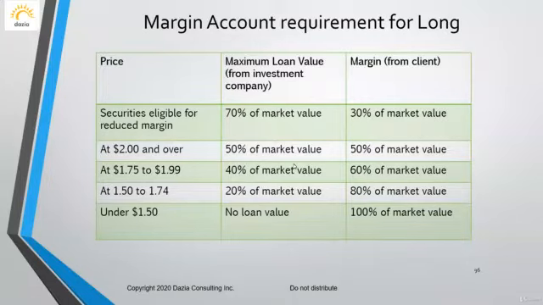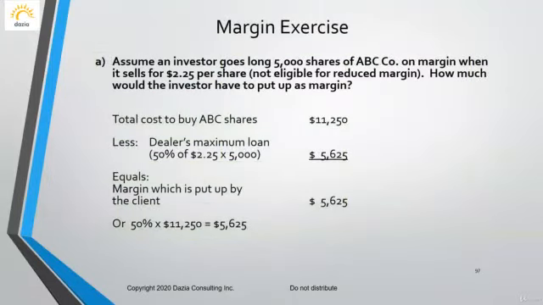Okay, using this example, let's talk about an example of the margin exercise. So first we're talking about the long transaction using a margin account. Assume the investor goes long with 5,000 shares of ABC on margin, and when this sells for $2.25 per share, it's not eligible for reduced margin. So how much would the investor have to put up as margin?